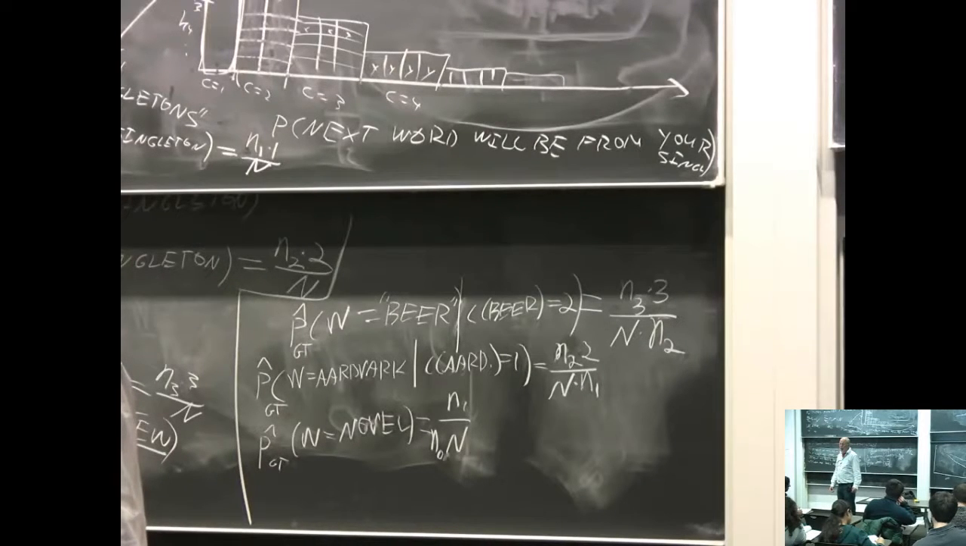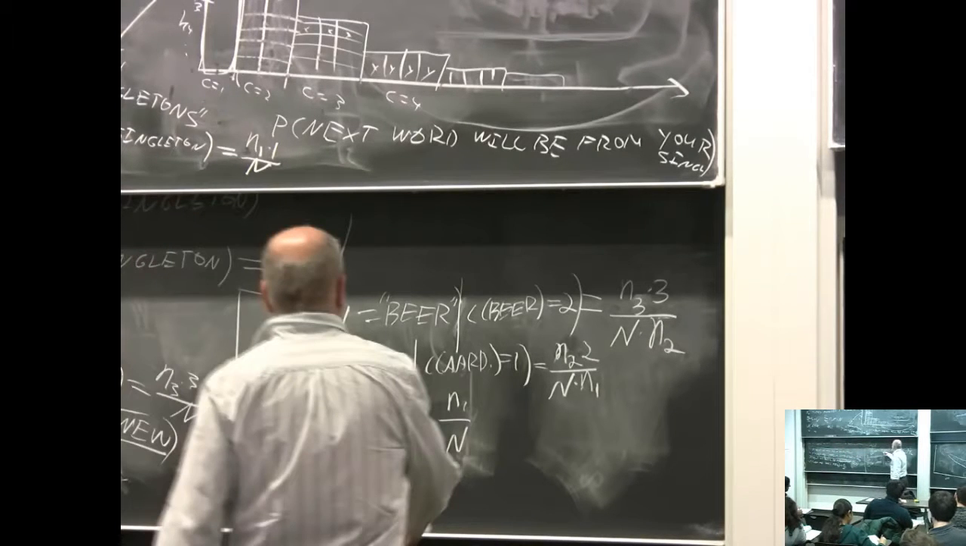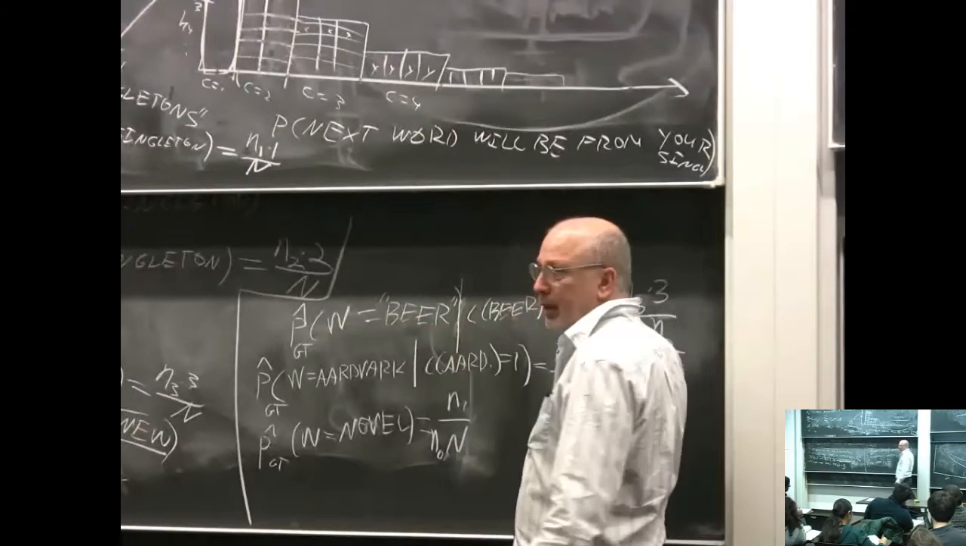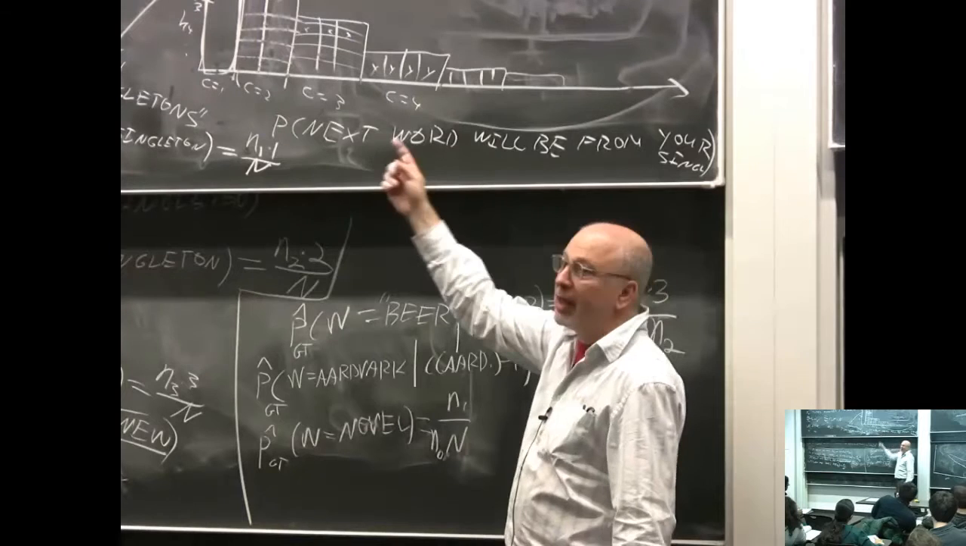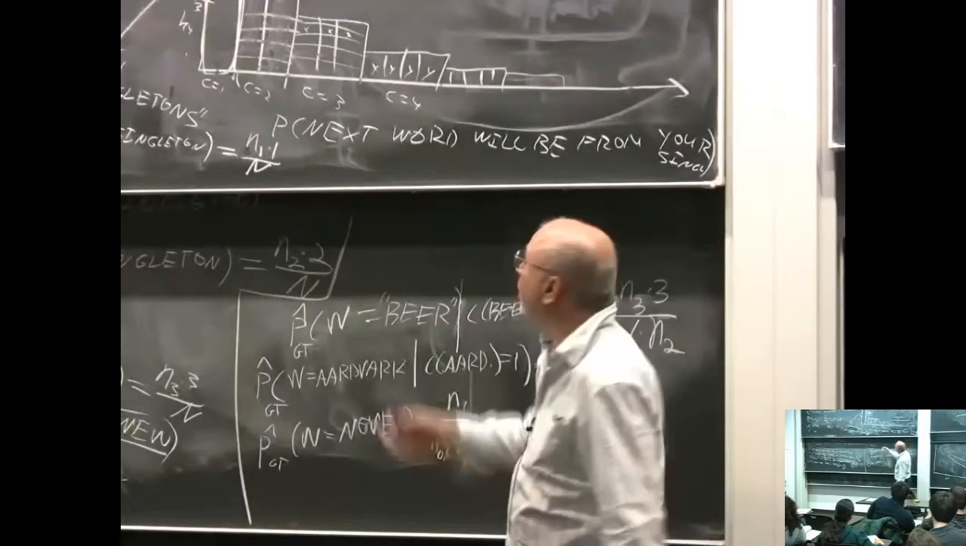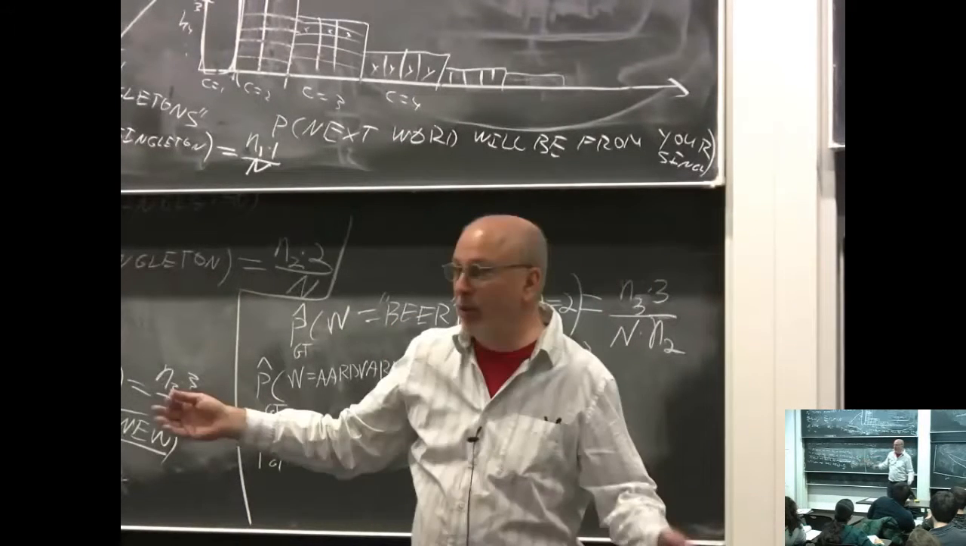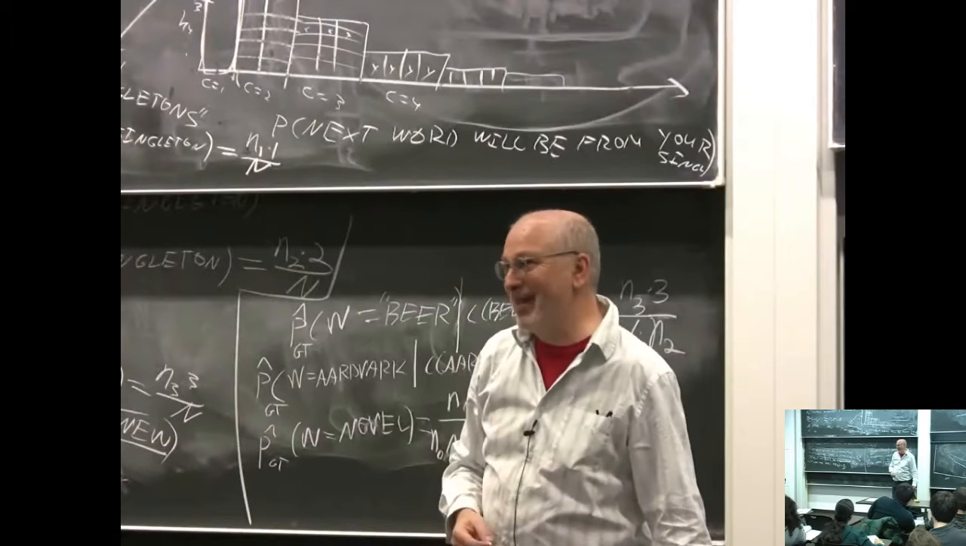When I say derive the probability, it could very well be that the probability of beer is actually much higher or much lower than what we did here. This is just our estimate. And since we have no way of distinguishing beer from any other words that occurred once or that occurred twice, we're going to make the uniform assumption in that set.